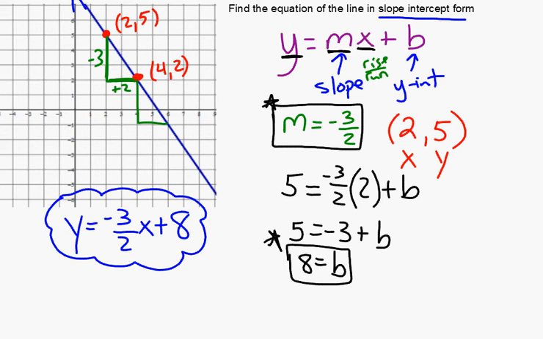Now it's possible, depending on the points I chose and the line I drew, that the slope and the y-intercept would be some nasty fractions or decimals. That's fine. We just have to deal with those. So there's a quick review of how I find the equation of a line given 2 points on a graph.